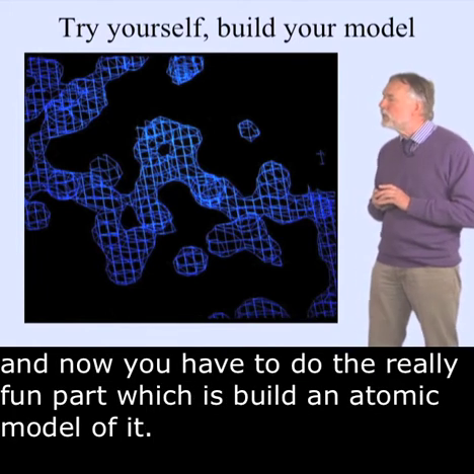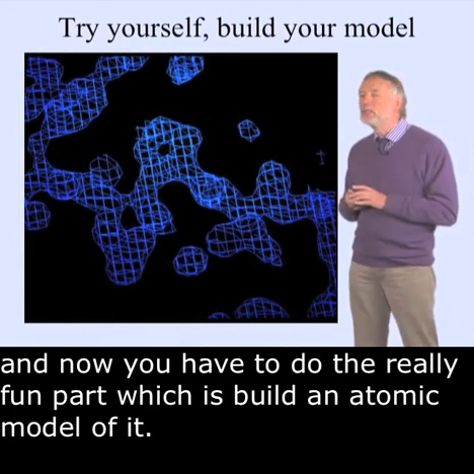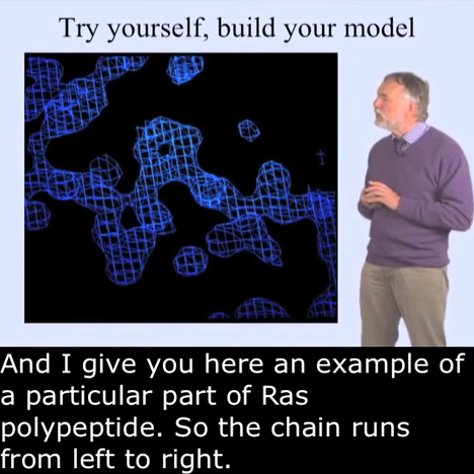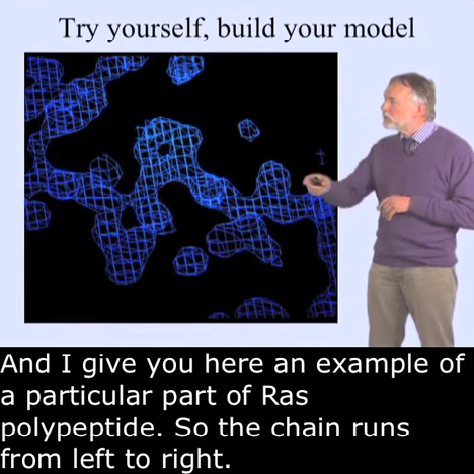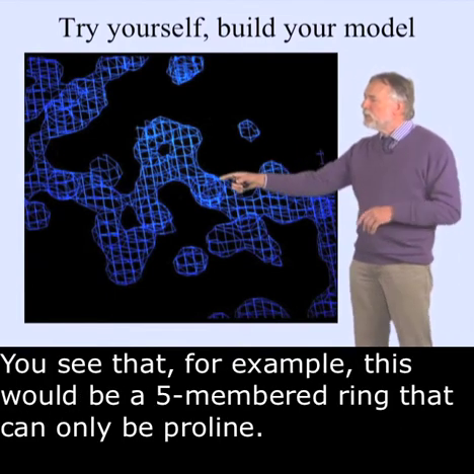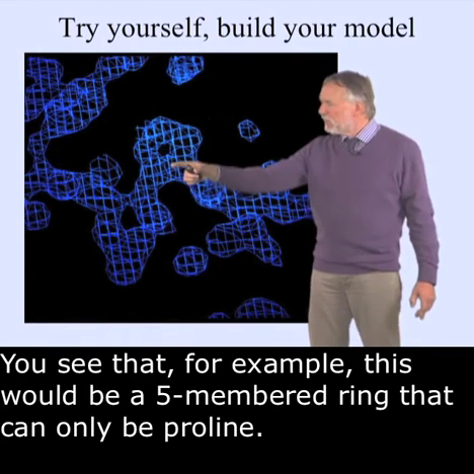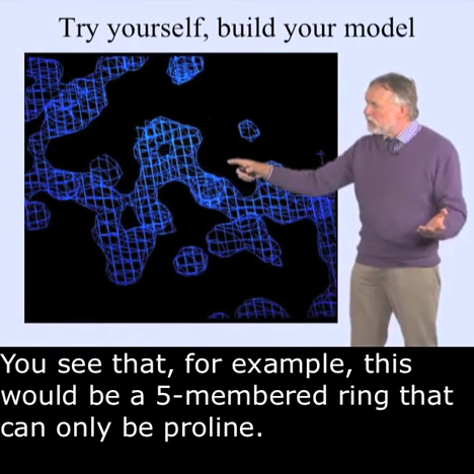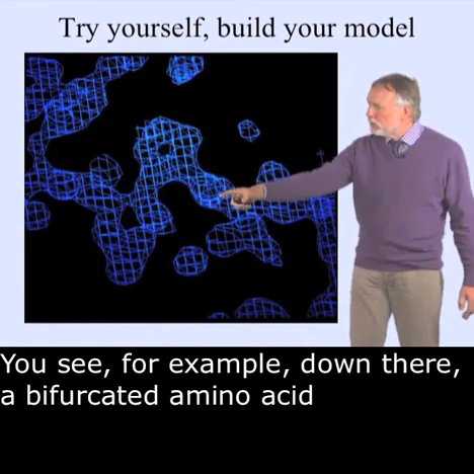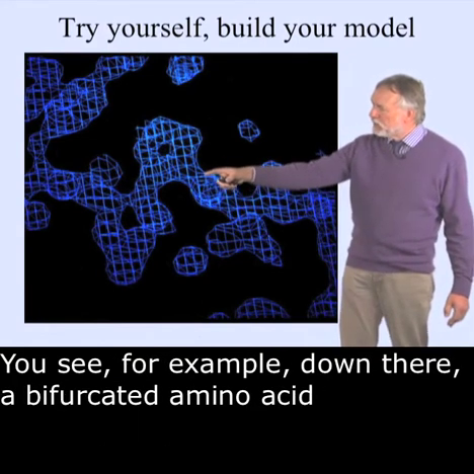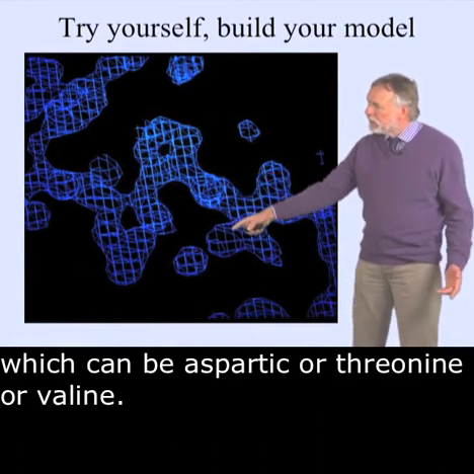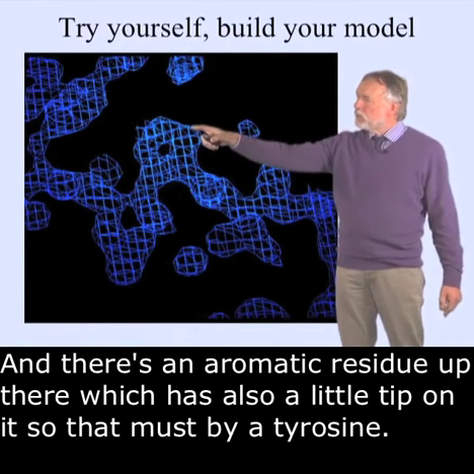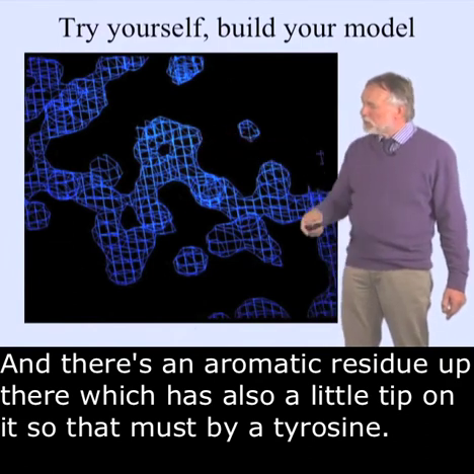And now you have to do the really fun part, which is to build an atomic model of it. I give you here an example of a particular part of the RAS polypeptide. So the chain runs from left to right. You see that there, for example, this would be a 5-membered ring that can only be proline. You see, for example, down there, a bifurcated amino acid, which can be aspartic acid or threonine or valine. The same one down here. And there's an aromatic residue up there, which has also a little tip on it. So that must be a tyrosine.